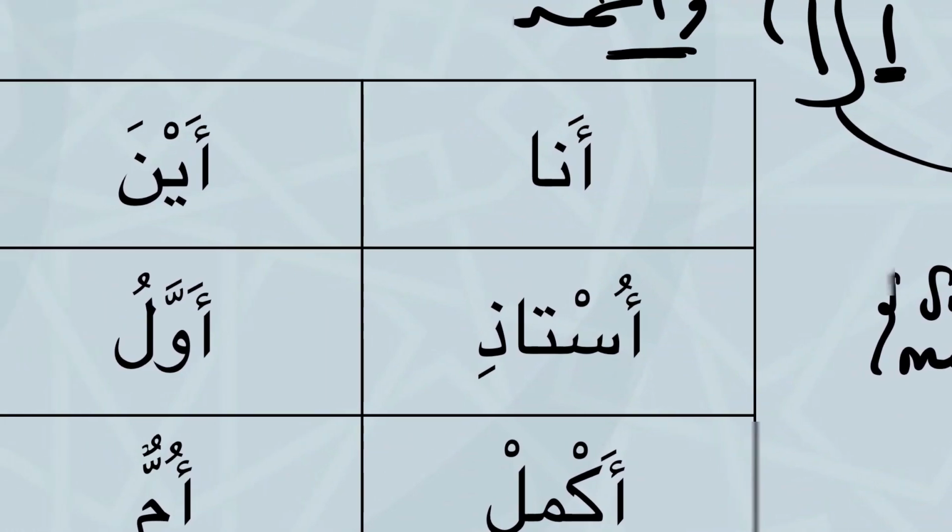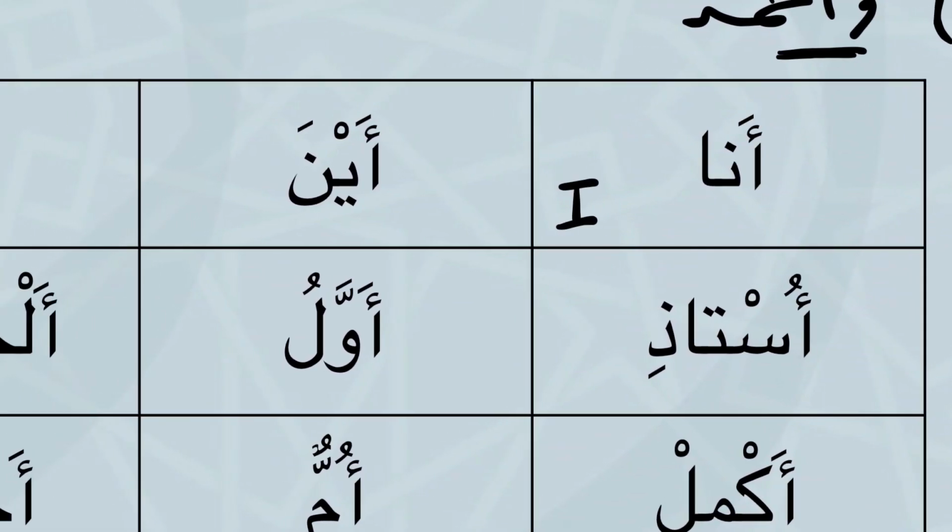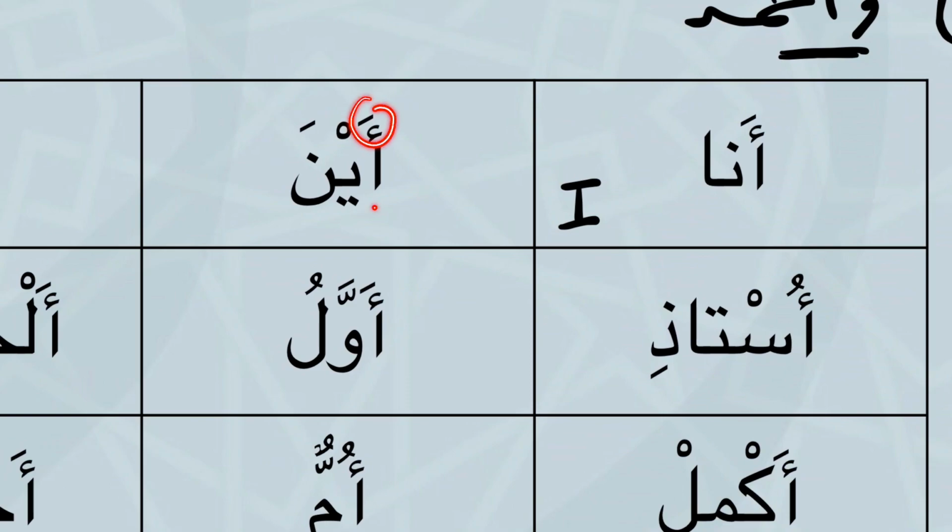That means basically the pronoun I. The hamza here also has a fatha, and the ya has a sukun, so it's not a long vowel indicator. There's a fatha here. It cannot be an e sound. It's the ya sound. So aina.